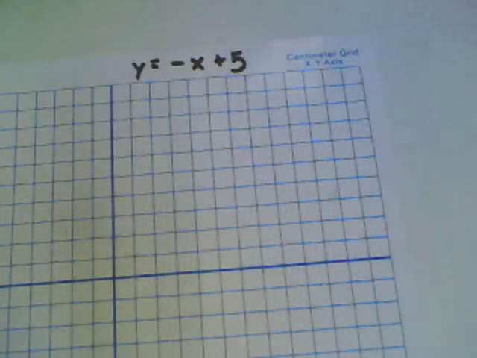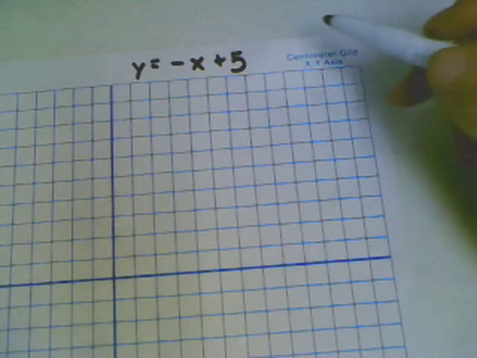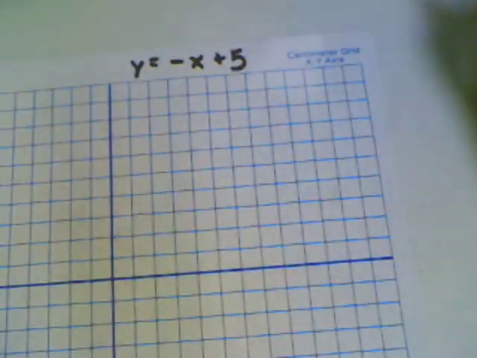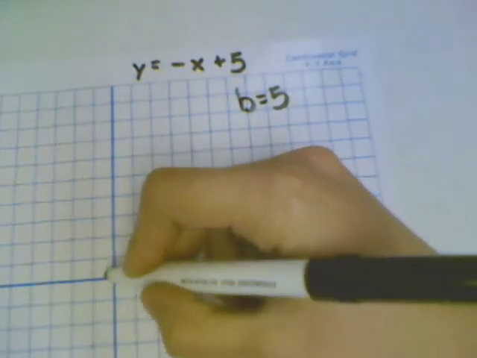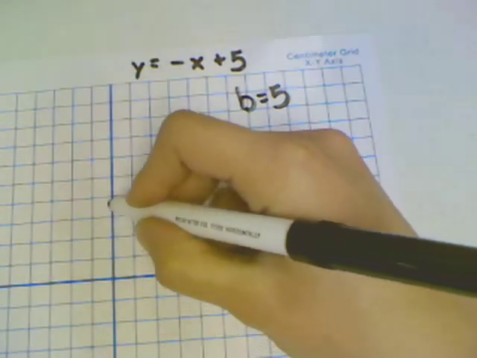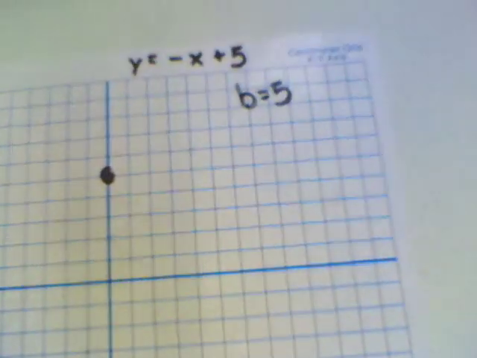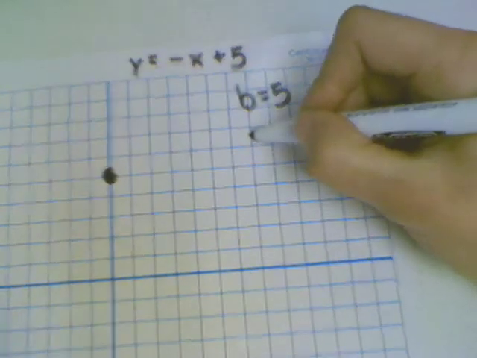I want to graph the line y equals negative x plus 5. To start, I'm going to pick the point that I know this line goes through. I know that the y-intercept is 5. And the y-intercept is where the graph crosses the y-axis. So I will go on the y-axis and put one point at 5.